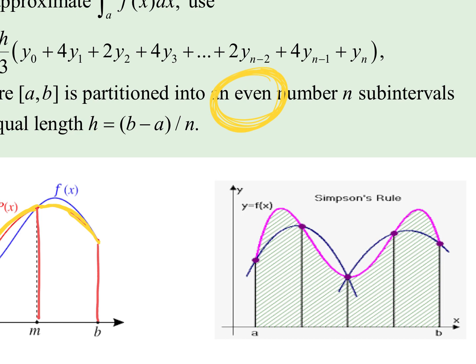Squared. That means this only works when you have an even number of subintervals. If you try to do an odd number of subintervals, the calculator program will give you an answer that is wildly inappropriate.